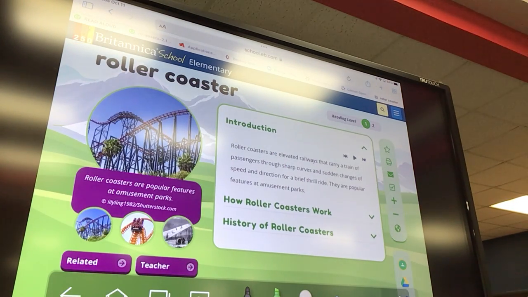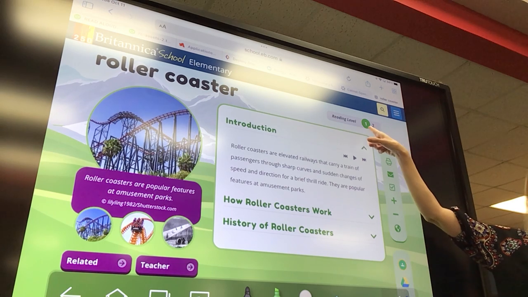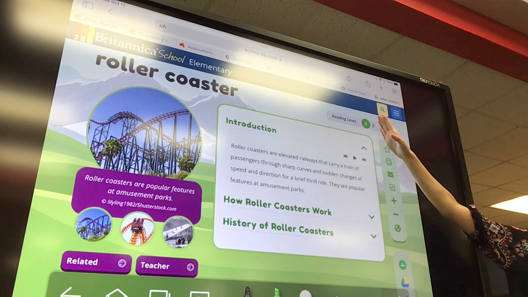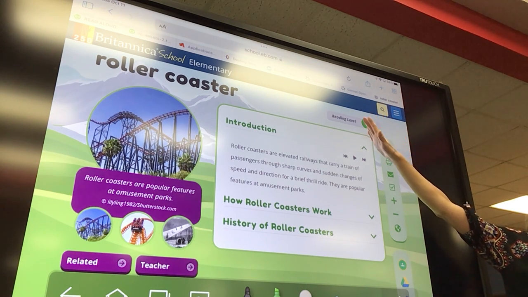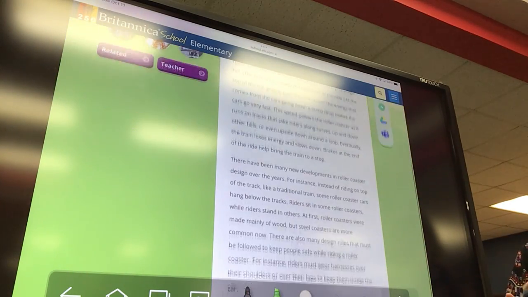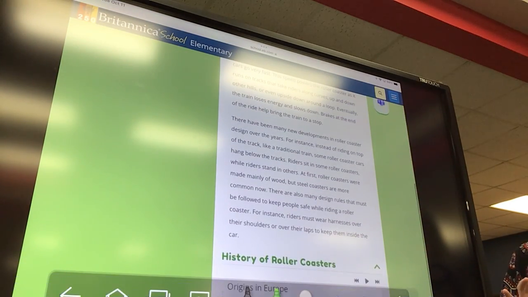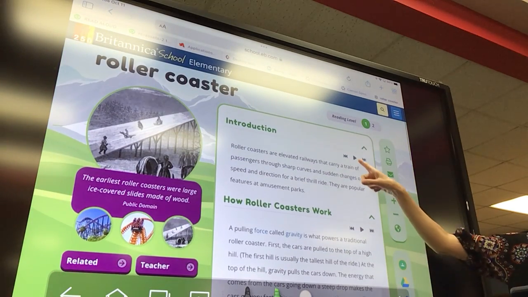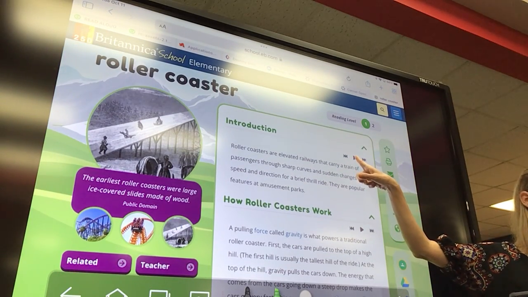And I'm gonna show you some tricks. Do y'all see this 1 and 2 up here? That doesn't mean first grade, second grade, but it does mean how hard it gets. So right now I have a little bit of information about roller coasters. Not a ton, but a little bit. And just like Pebble Go, if you hit this play button, it'll read it to you.